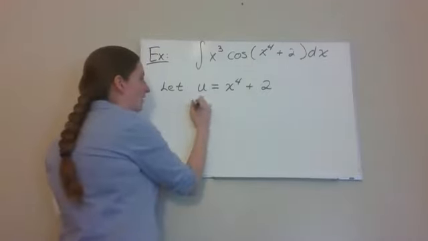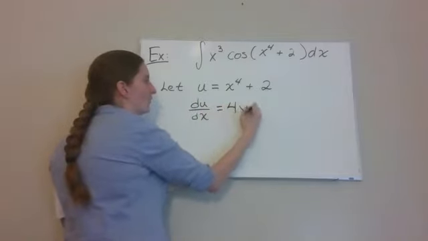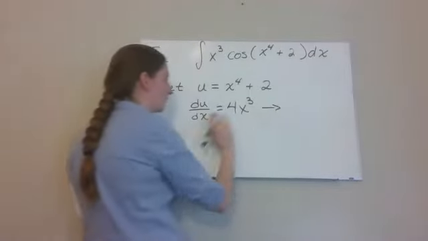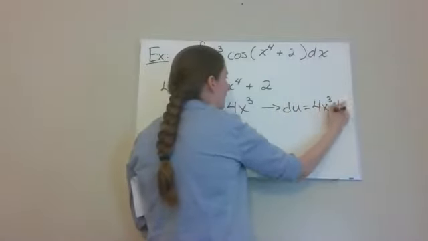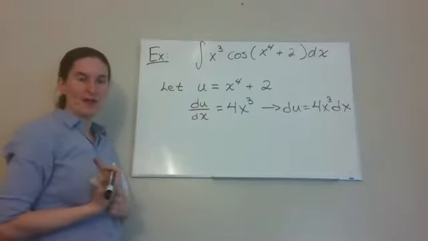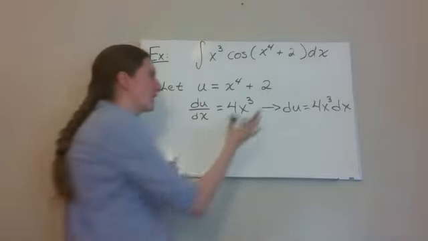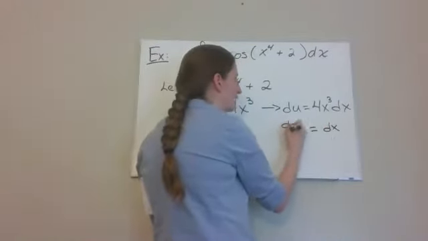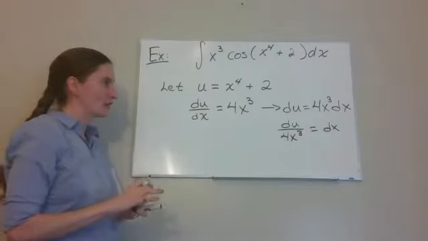Then we can find our derivative of u with respect to x. That is 4x to the 3rd. This means that if I multiply the differential dx over, we get du equals 4x to the 3rd dx. Now this right here is where I normally just look at my problem and figure out how I need to play with things to get it to work. But a lot of my students really like, at this point, solving for dx. If you solve for dx, you get du divided by 4x to the 3rd.